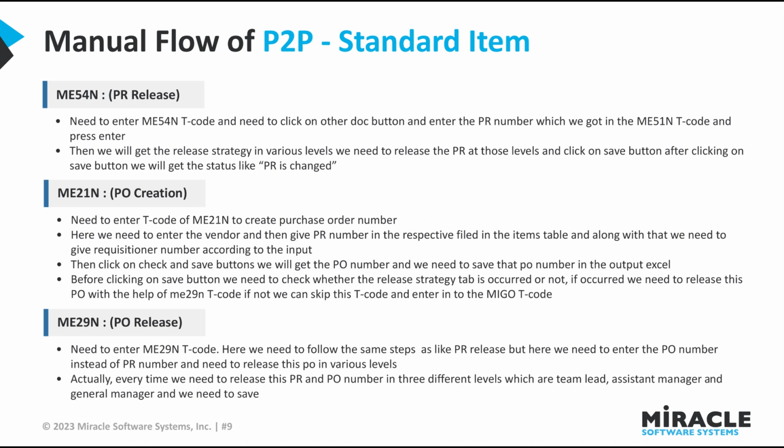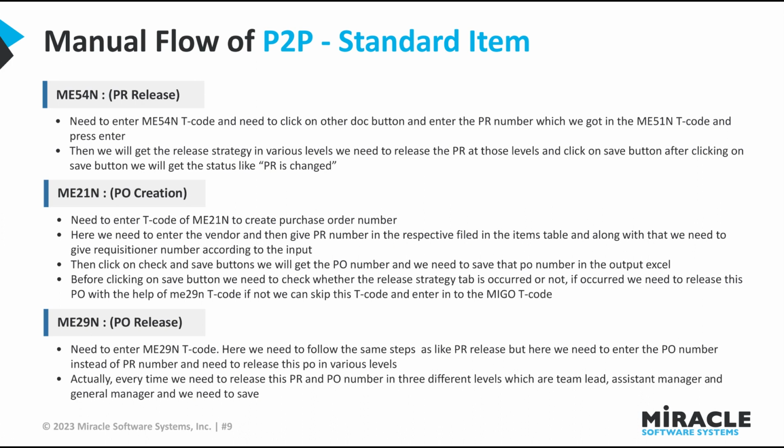And then PO creation, that is the ME21N T code. For this we need to enter T code ME21N to create the PO number. Here we need to enter the vendor and press enter, and give the PR number in the respective field in the items table, and along with that we need to give the requisition number according to the input and press enter. Then click on the check and save buttons. We get the PO number and we need to save the PO number in the output Excel.